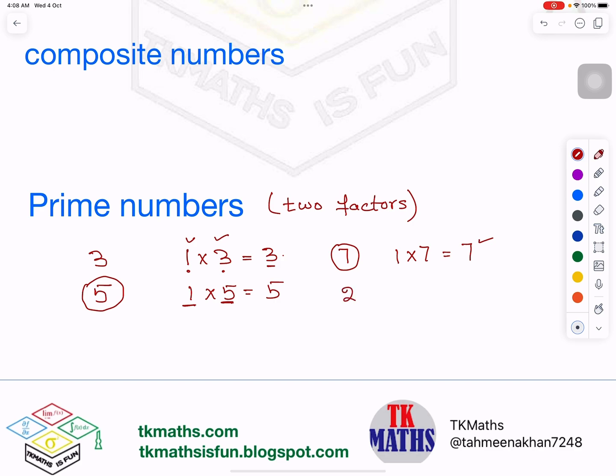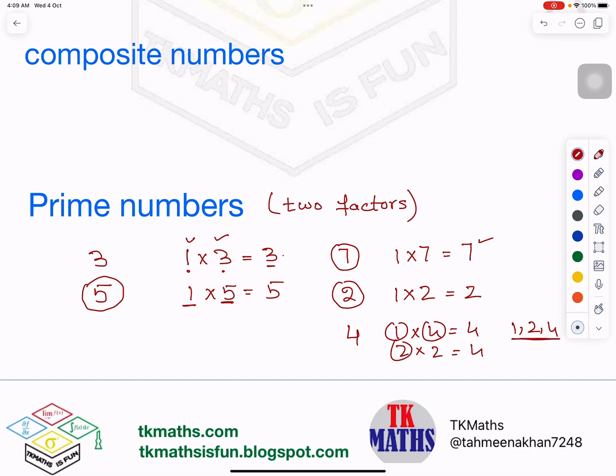No. 2 is the only even number, the smallest number which is even and prime. No other even number is prime. It is only 2. Why? Let me see another even number, for example, 4. 1 times 4 is 4 and 2 times 2 is 4. So if I see how many numbers there are: 1, 2 and 4. So there are 3 factors of 4 which can divide 4 completely.